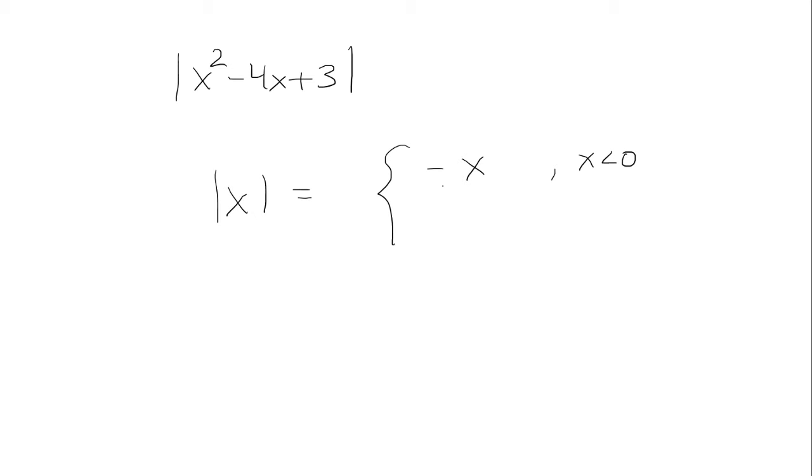Okay, so think about plugging any negative number here. When you have a negative outside, the two negatives are going to cancel. You're going to be left with a positive number. And if you have a positive number, you leave it alone.